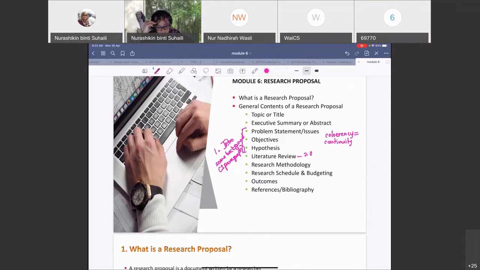That's the literature review. It's a very important chapter, not to say that others are not important, but the literature review is actually the foundation of your understanding about the research that you want to do.